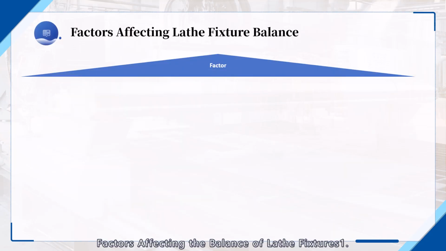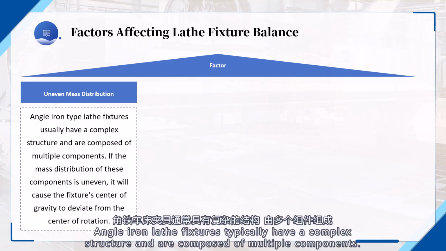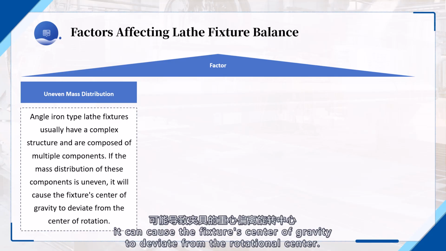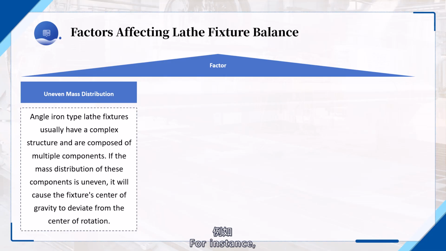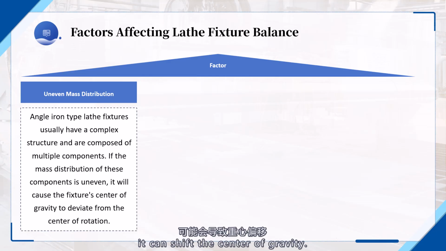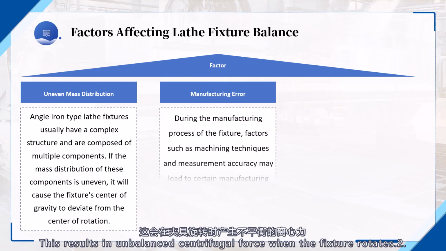Factors affecting the balance of lathe fixtures. 1. Uneven mass distribution. Angle iron lathe fixtures typically have a complex structure and are composed of multiple components. If the mass distribution of these components is uneven, it can cause the fixture's center of gravity to deviate from the rotational center. For instance, if a counterweight on the fixture is too heavy or a component is improperly positioned, it can shift the center of gravity. This results in unbalanced centrifugal force when the fixture rotates.